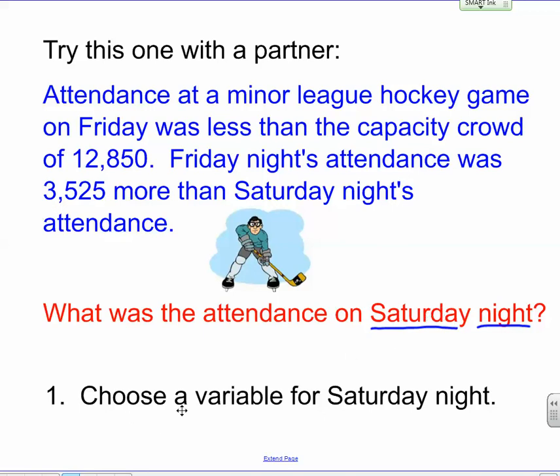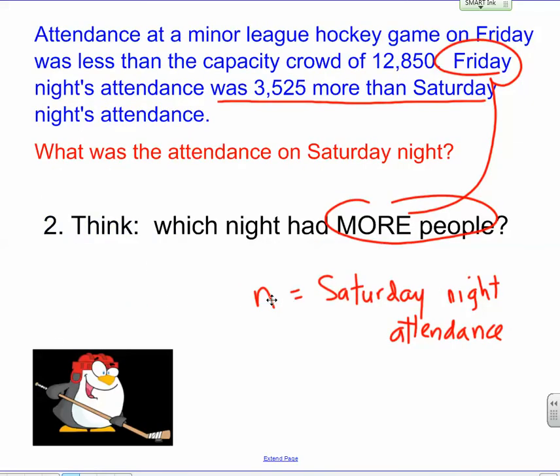So the first step is to pick a variable to represent Saturday night. And we can let it be S, we can let it be N, and you guys chose in one class N, so we said N is Saturday night's attendance. And then you need to think, which night had more people? Well, it says Friday night's attendance was this many more people than Saturday. So I know that Saturday plus this number is going to be less than what it was on Friday, because Saturday plus this number is Friday night's attendance.